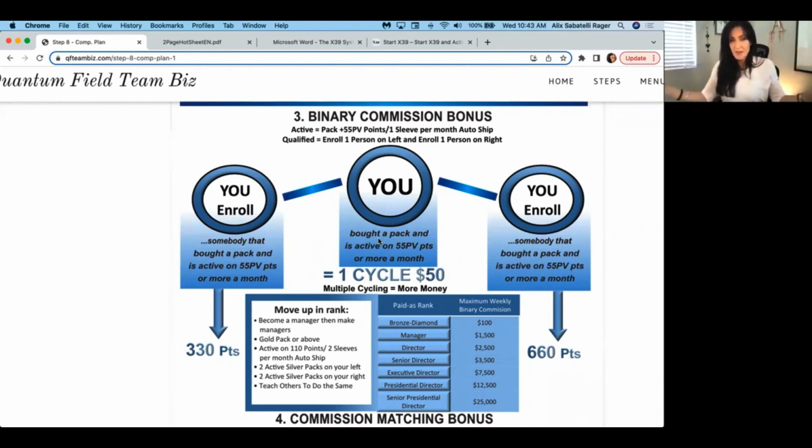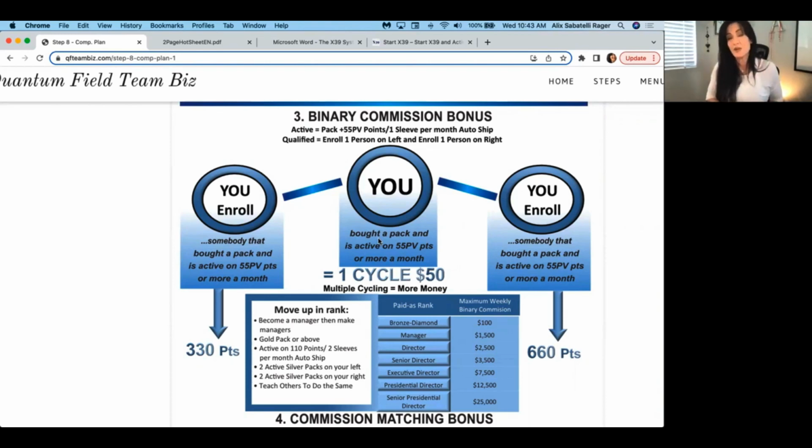The PV keeps them in business personally, but the business volume is where we all share. This is where the business comes together. So you basically have a bank on your right and a bank on your left, and they collect points. And when those points collect to 660 on one side and 330 on the other side, and it could be either way, whichever way, when that happens and together it hits 990, you're paid what's called a cycle. It's a cycle bonus, and it's $50.